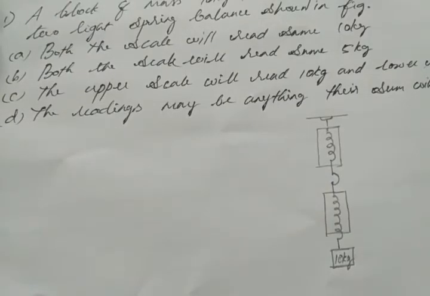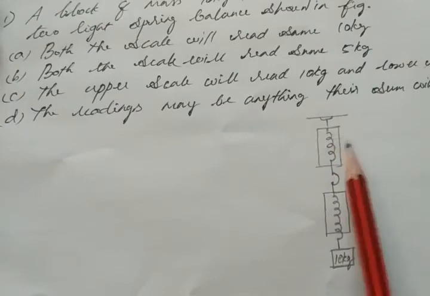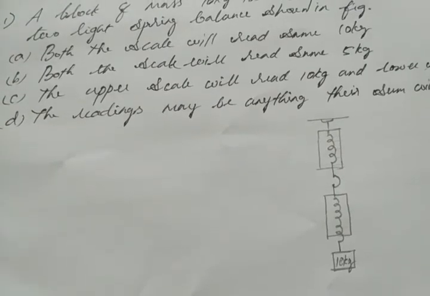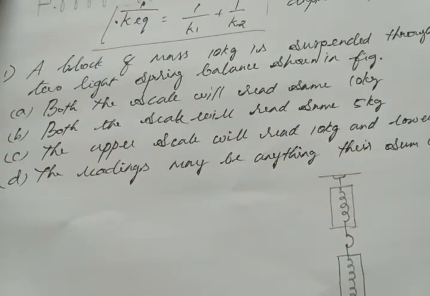So we will solve some numericals based on combination of springs. So this is the problem. We have two springs which are connected in series combination, right? Here a 10 kilogram mass is attached at the bottom. Inside here we have scale readings, from 0 to 10. Clear? So it is given that a block of mass 10 kilogram is suspended through two light spring balances as shown in the figure.